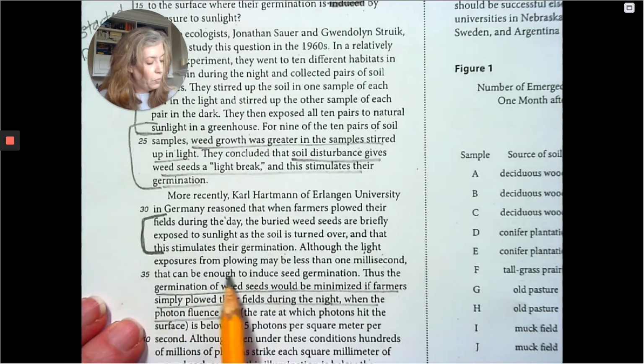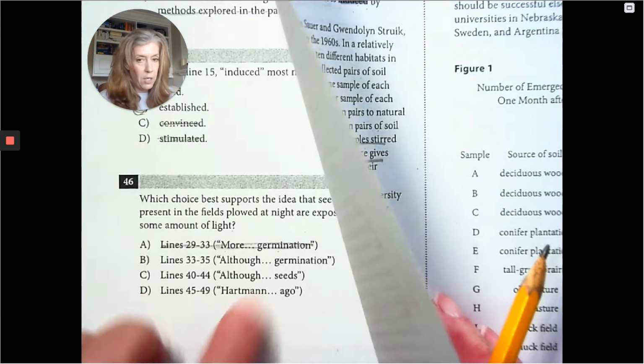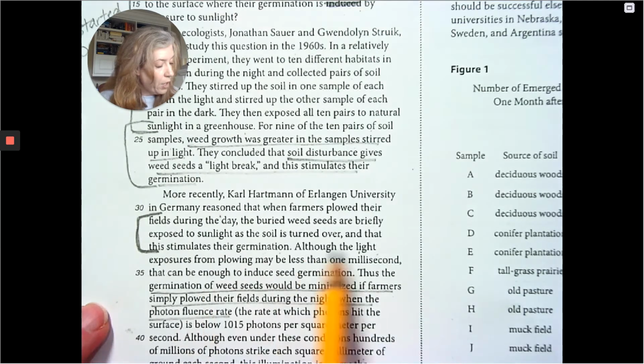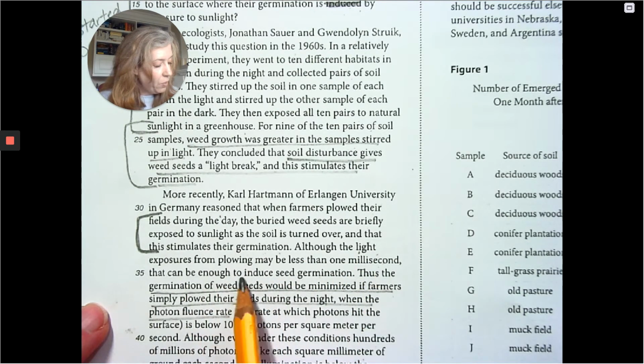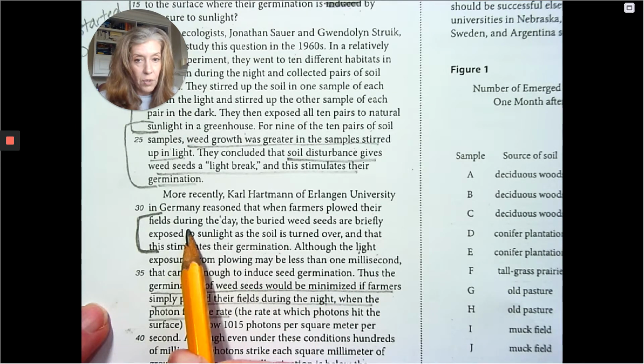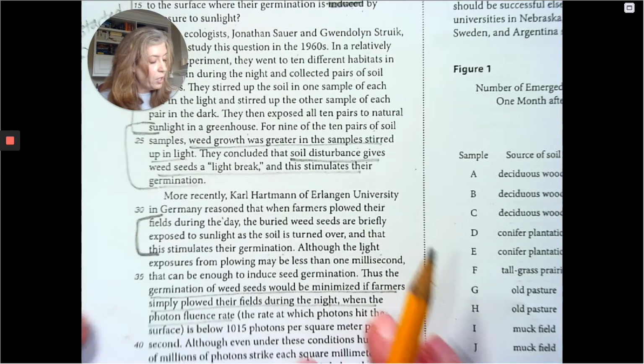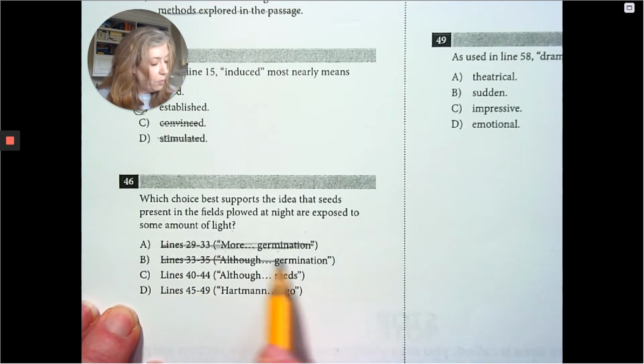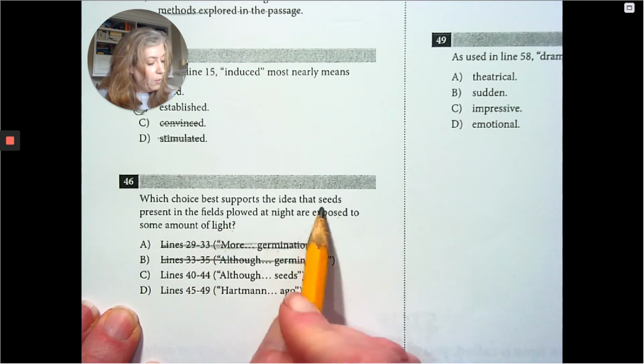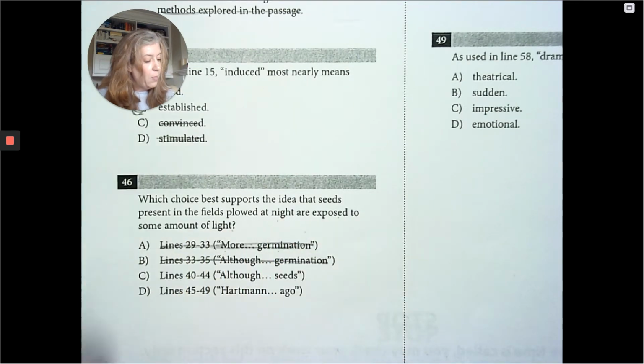Line 33. Although the light exposure from plowing may be less than 1 millisecond, that can be enough to induce seed germination. This again is during the day. So no, we're looking for plowing at night, 40 to 44, all those seeds.